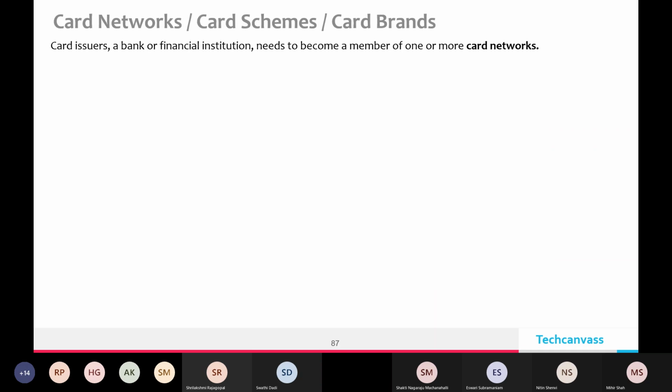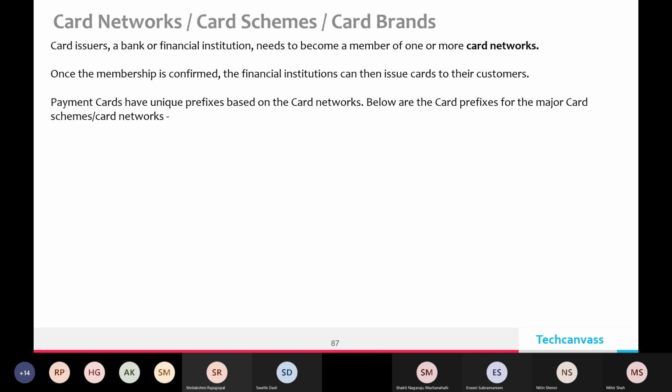And the next point is on the card networks. Card schemes or card brands all represent the same thing. That is the network through which the bank has tied up for issuing the credit card. Card issuers, a bank or financial institution, need to become a member of one or more card networks. So if a bank wants to issue credit cards or debit cards, it has to tie up with a certain network.